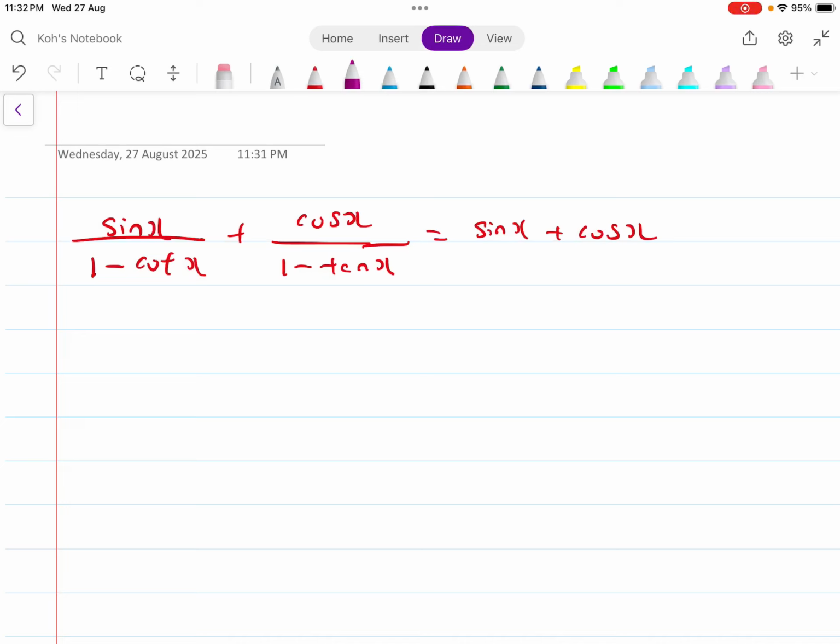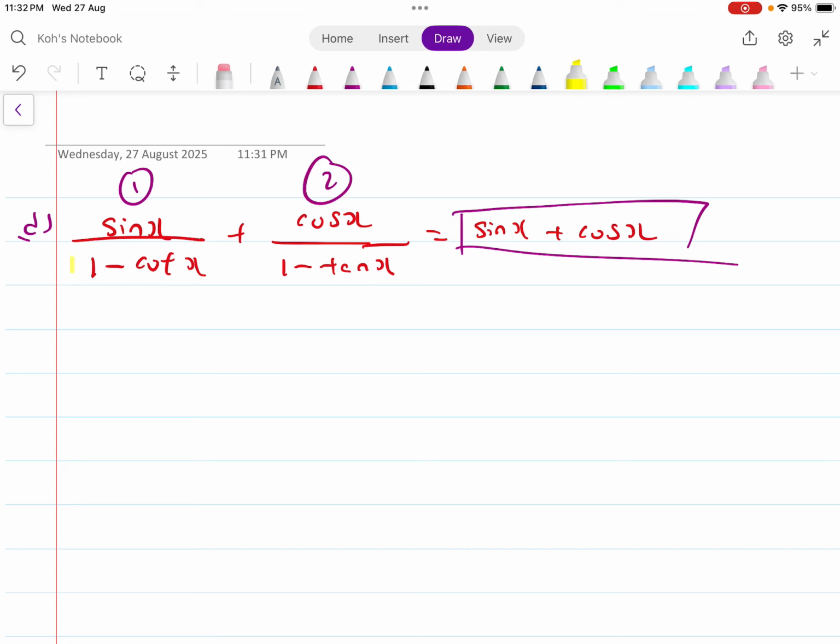Alright, so let's go through the 7 part D. We are asked to prove the left hand side equals the right hand side. And of course, you look at the right hand side, it's fully in terms of sine and cosine. So maybe for the left hand side, I can make it also fully in terms of sine and cosine. So definitely I start off with the denominator.